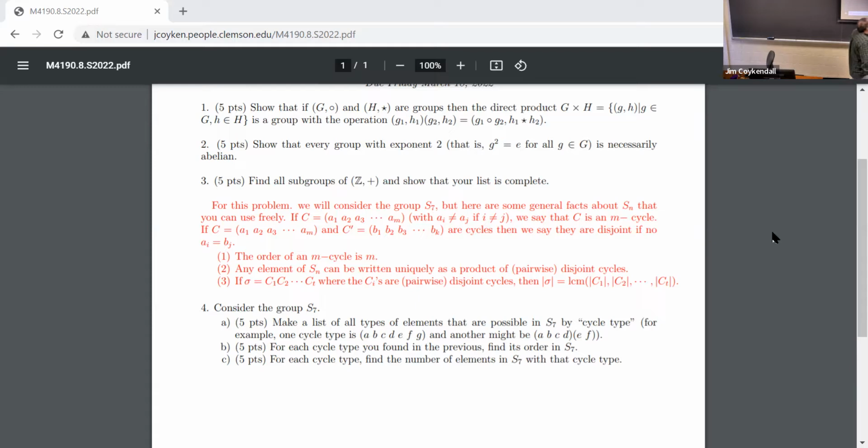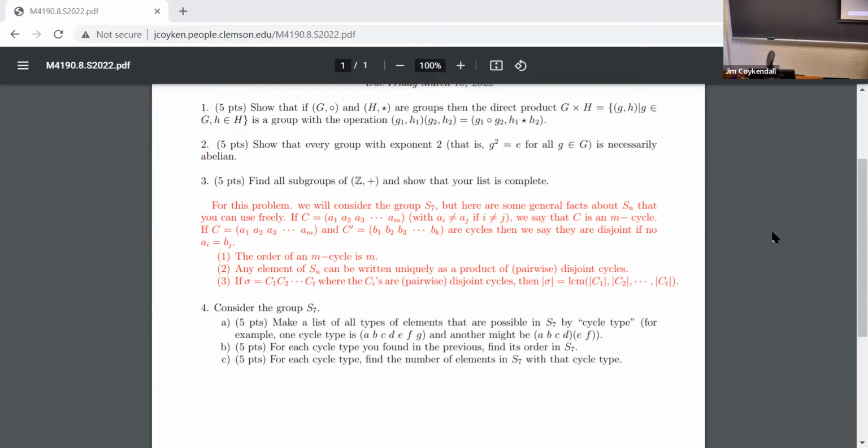So here is your task. Consider the group S7. Make a list of all types of elements that are possible. Don't list, my God, do not list all the elements. There's 5,040 of them. But list all the types, by their cycle type.